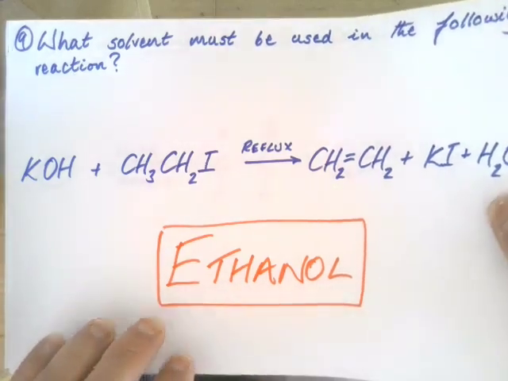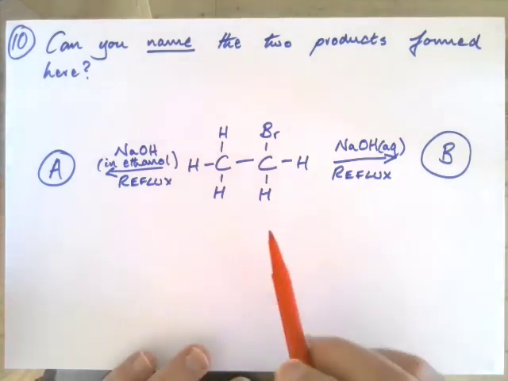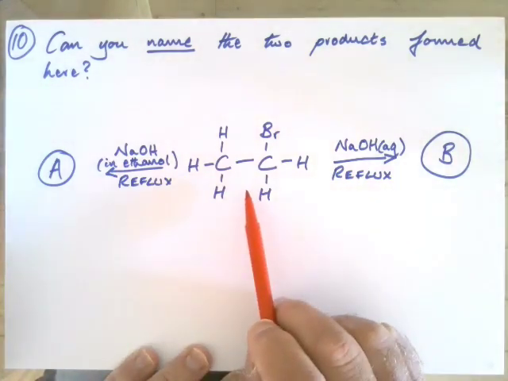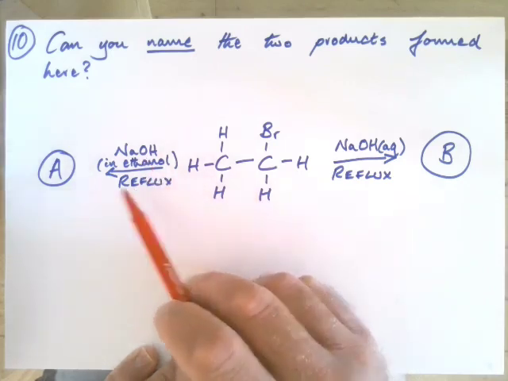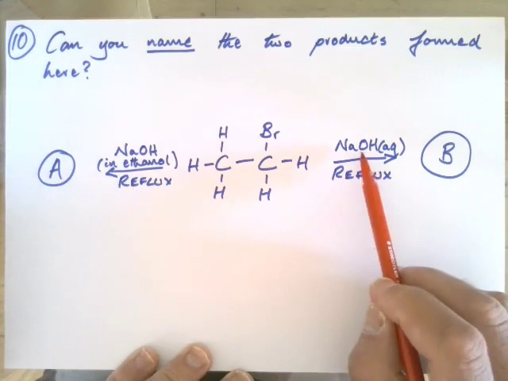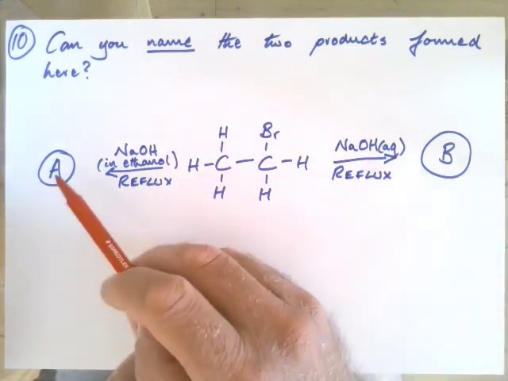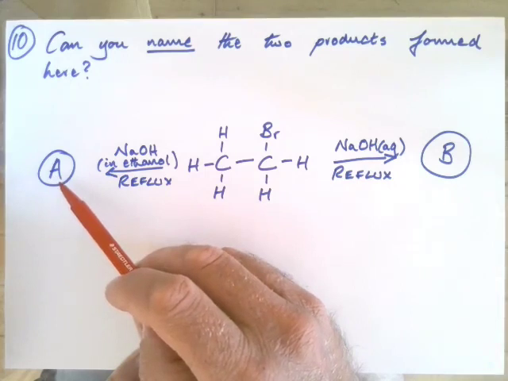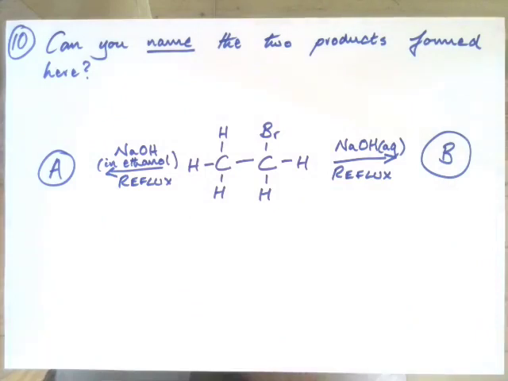And number 10, our final quiz question on our halogenoalkanes quiz. Can you name the 2 products formed here? So we've got bromoethane. We're reacting with sodium hydroxide in ethanol, refluxing, to give us A. Sodium hydroxide in water, refluxing, to give us B. I want you to name organic product A and organic product B, please. Pause the video, have a think, see if you can come up with the right answer. Pause it now.